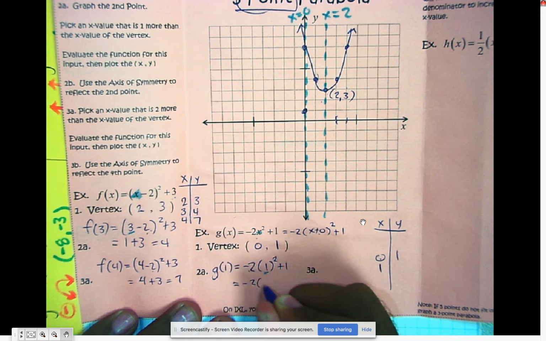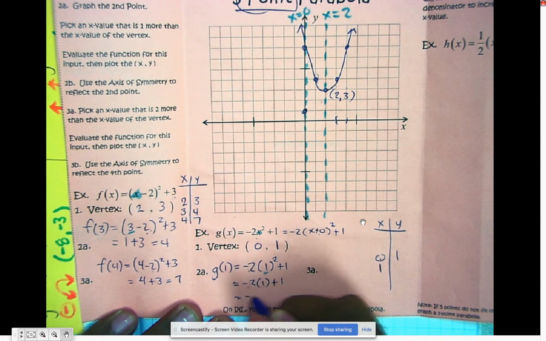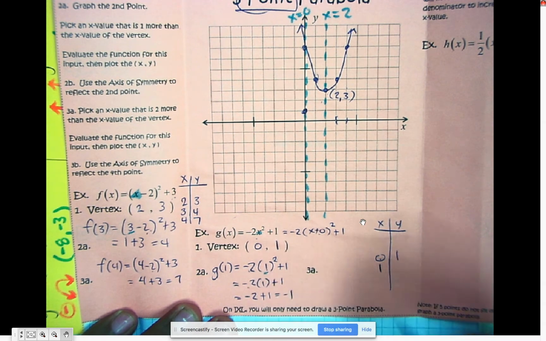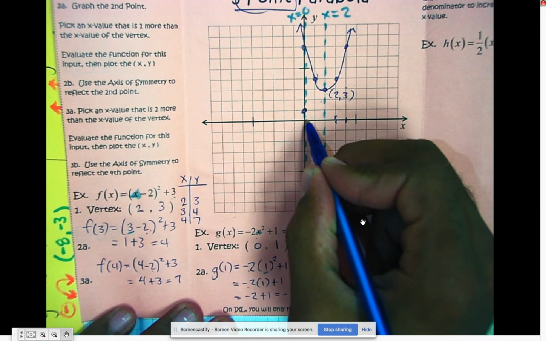Then you multiply by the -2. Let's write that out. Now -2 times 1 is -2, and then add 1, and we get -1. So that is the y value for the second point. I'm going to go ahead and plot that: 1 and -1.